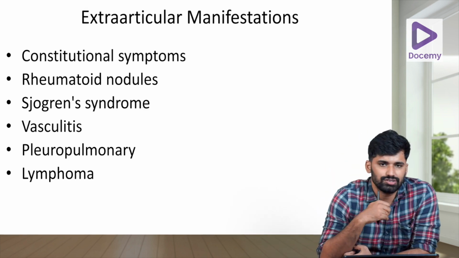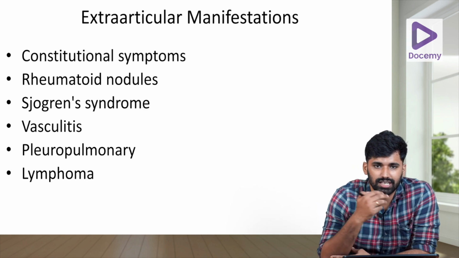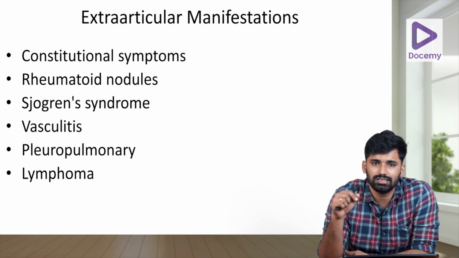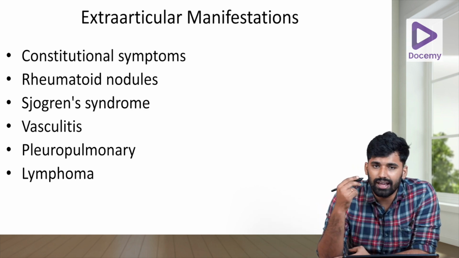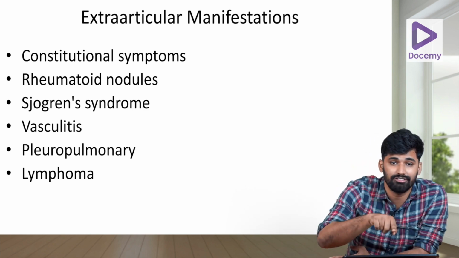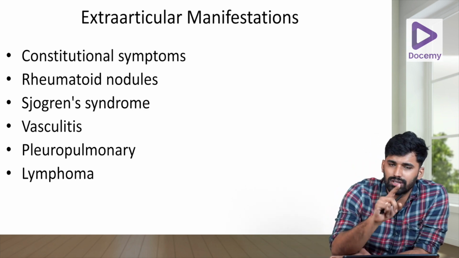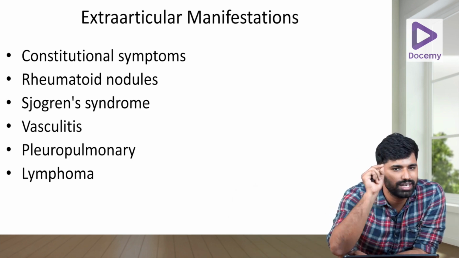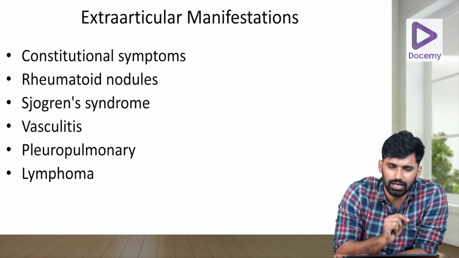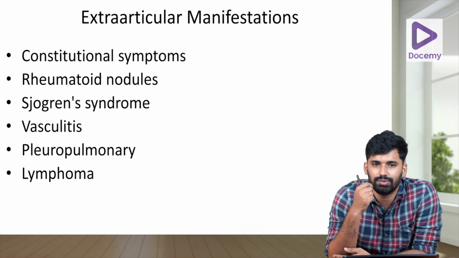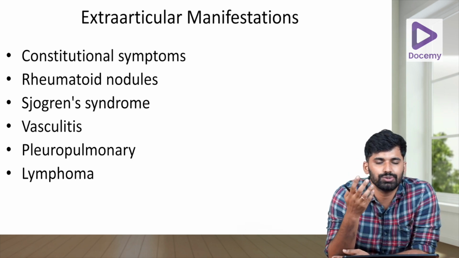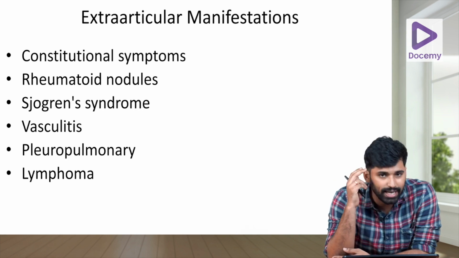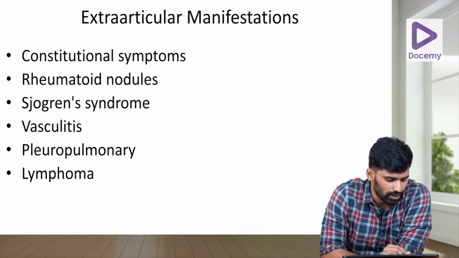Pleuropulmonary manifestations of rheumatoid arthritis. Patient can present with interstitial lung disease, or he can develop pleural effusions which are exudative in nature. Usually, in all systemic disorders, we find that the pleural effusion is usually transudative. But in rheumatoid arthritis, which is a multi-system involvement, the pleural effusion is usually exudative. Lymphoma can occur as a complication of rheumatoid arthritis.